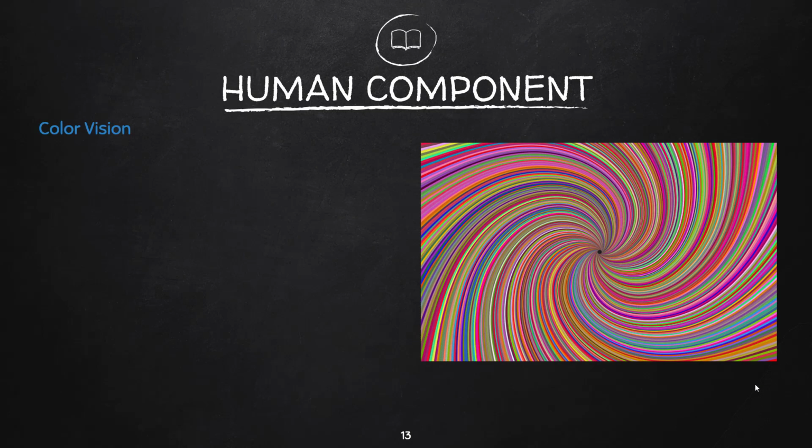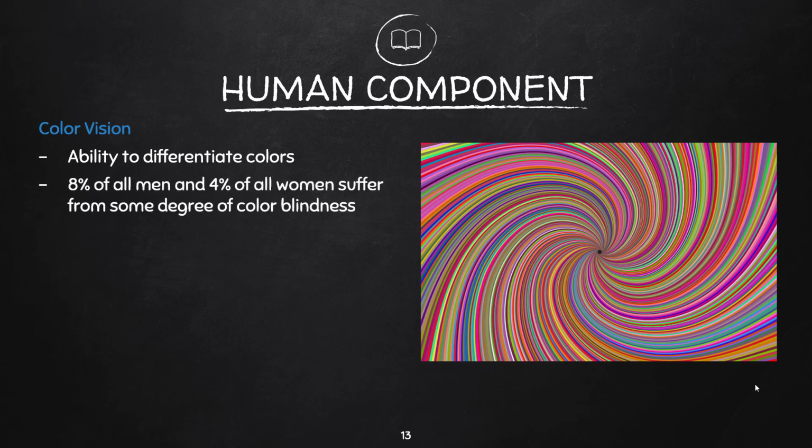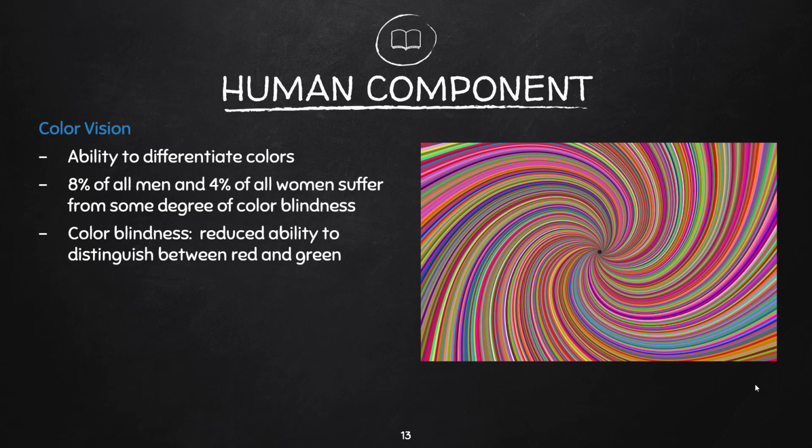Next would be color vision. This is the next part in the perception characteristics. The third, actually. The ability to differentiate colors. 8% of all men and 4% of all women suffer from some degree of color blindness. Color blindness is the reduced ability to distinguish between red and green.